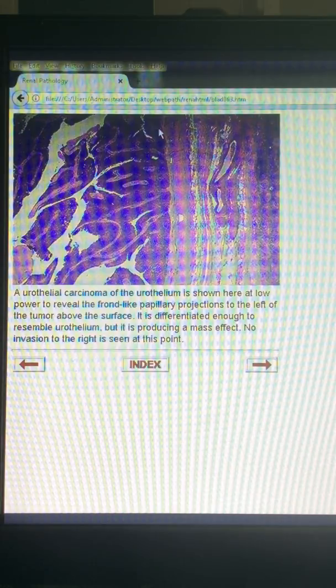So under the microscope, how you can see the urothelial carcinoma? Because it's a urothelium, it will have a urothelial lining, but the cells will be pleomorphic. Pleomorphic means increasing in size, hyperchromatic, the thickness of the urothelium is increased, and there is a fibrovascular core in between.